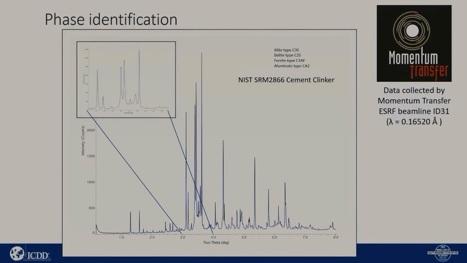All right, phase identification. This was a data set collected by our friends at Momentum Transfer. It's cement. NIST makes a cement clinker, and the intent is to see, can you identify the principal phases in the cement? It's a difficult analysis, because in this region that I have highlighted, there are several peaks that overlap each other. This is a case where having synchrotron data really helps with the analysis, because you can resolve some of these closely spaced peaks.